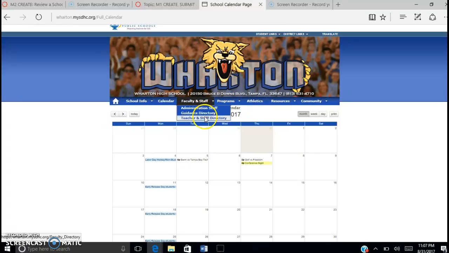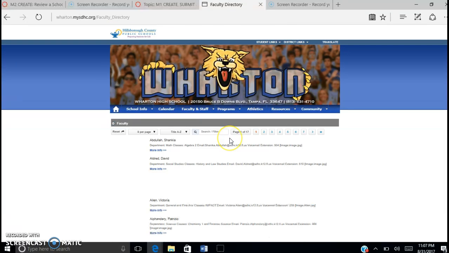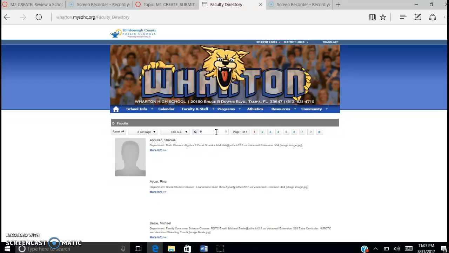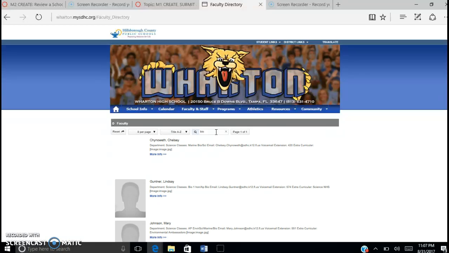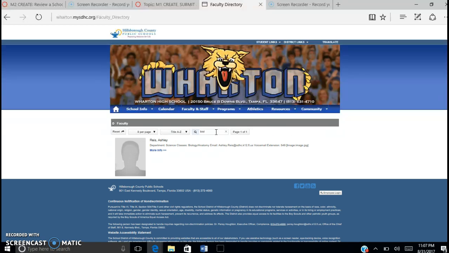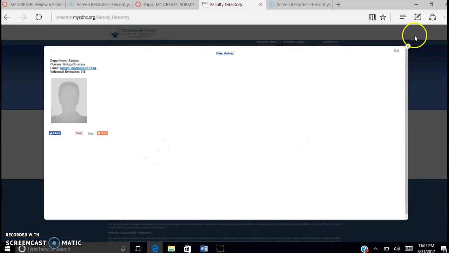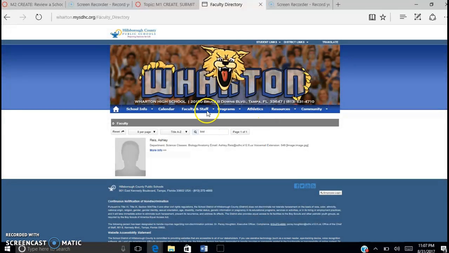Faculty and staff gives you a directory of the staff, and you can actually search individually. I'm going to search for biology since that's the field that I'm going into. This is the biology department. They have one teacher, and it pretty much just gives you the professor's email address and the extension. When you click more information, it has the same information. So there's not a whole lot as far as biography in there.